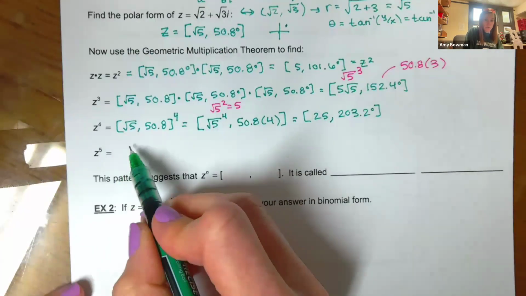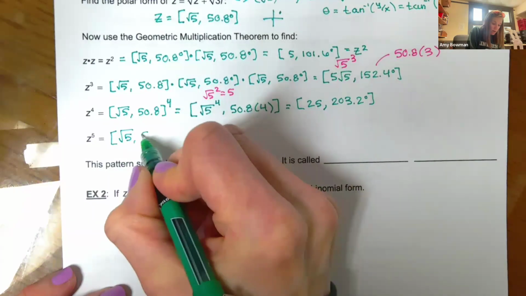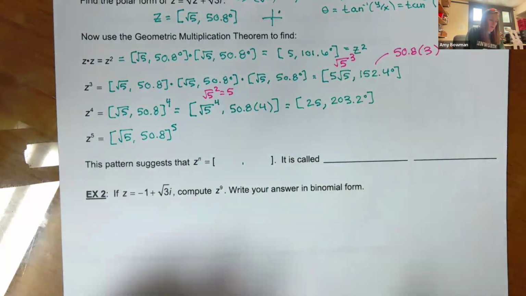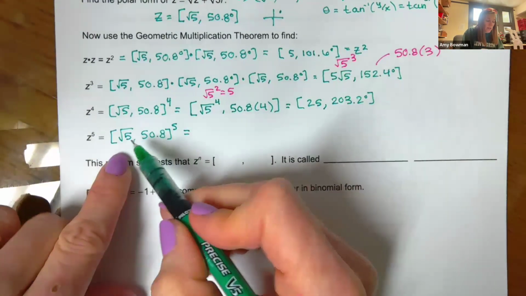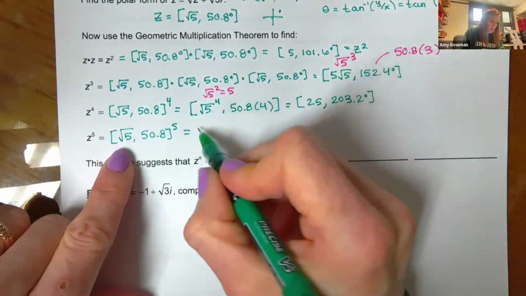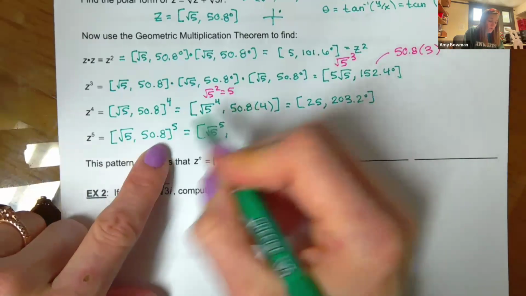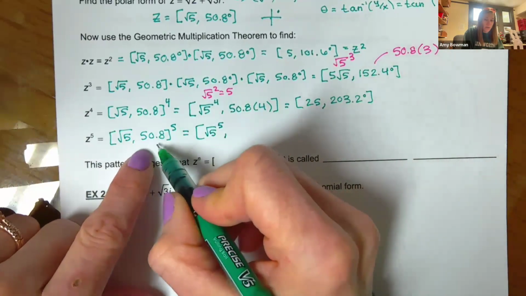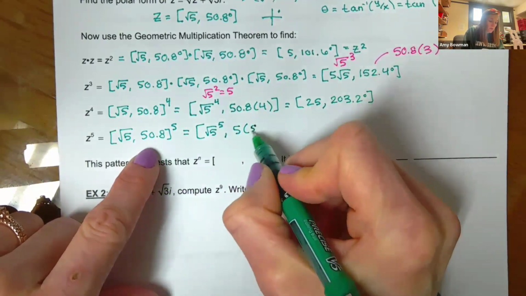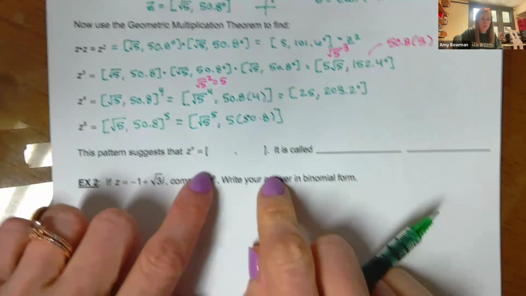Okay, so z to the fifth. Now, hopefully, we are even more comfortable finding the next power of z. So we will be taking root 5 and multiplying it by itself 5 times. So that's root 5 to the fifth. And then we're going to be adding 50.8 to itself 5 times, which is 5 times 50.8. So let's jump down to the pattern.